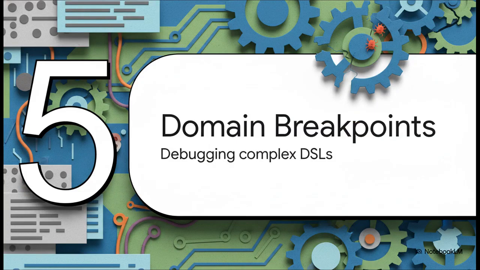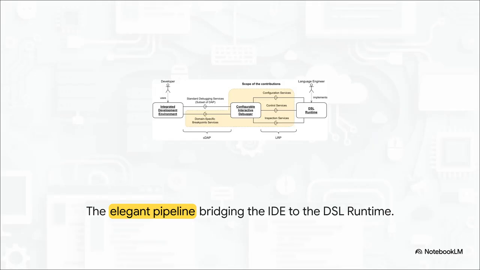Section 5. Domain-specific breakpoints. Debugging complex DSLs. Now, understanding code is one thing, but what about debugging it? Standard languages use the Debug Adapter Protocol, or DAP, which is essentially like LSP but designed specifically for debuggers. But what happens when you're working with a highly complex domain-specific language, or DSL? Well, this brilliantly illustrates the solution. For standard general-purpose languages, regular DAP is absolutely great. But for a DSL, we need something a little more tailored.